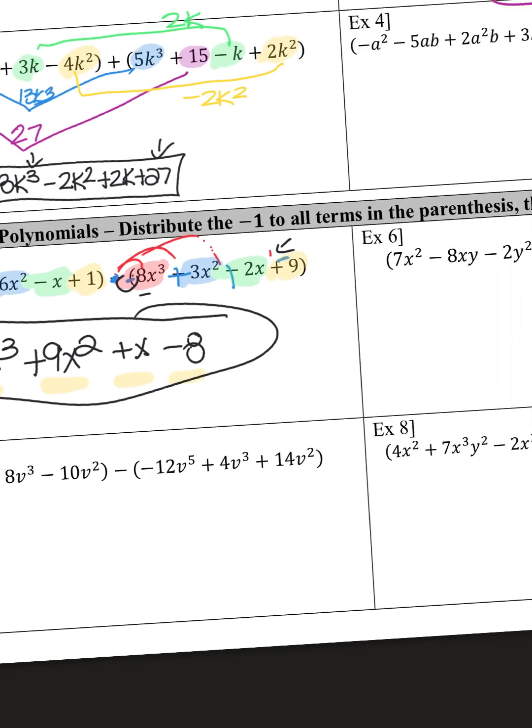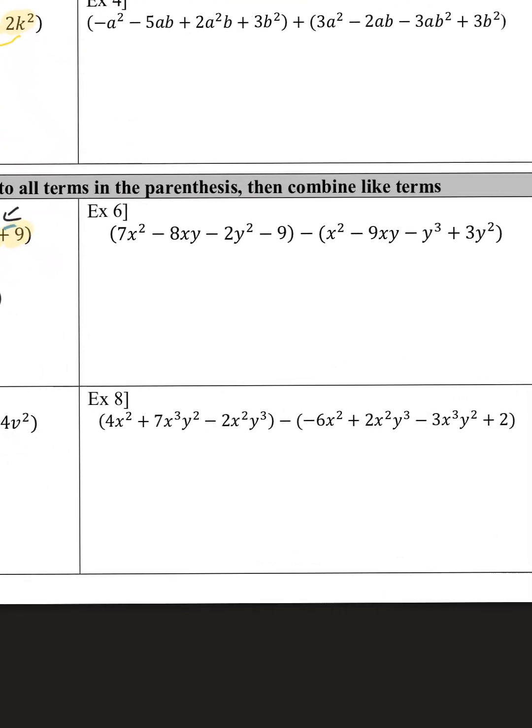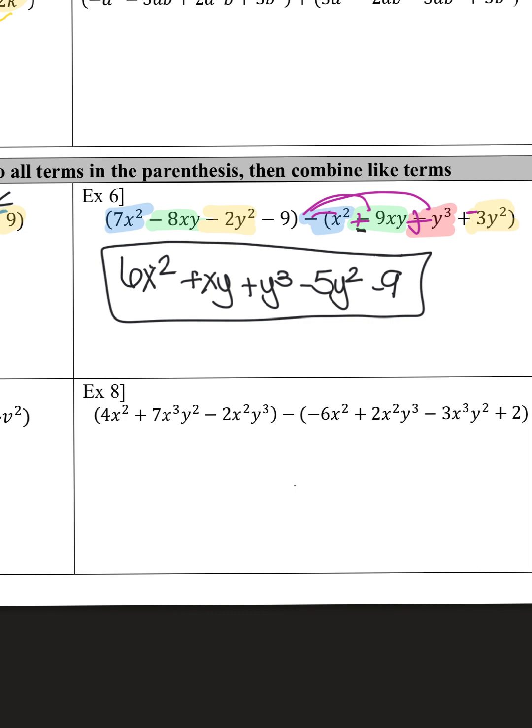So let's go ahead. I want you to look at number 6. Okay. I want you to try this on your own. So go ahead and stop this video. And then after you have worked through this, go ahead and hit play again. See if you come up with the same answer I did. Remember, the first thing that I want you to do is distribute that negative.